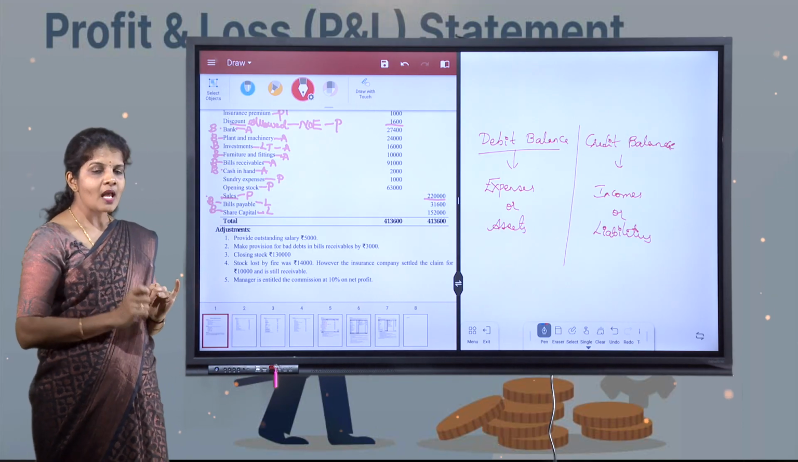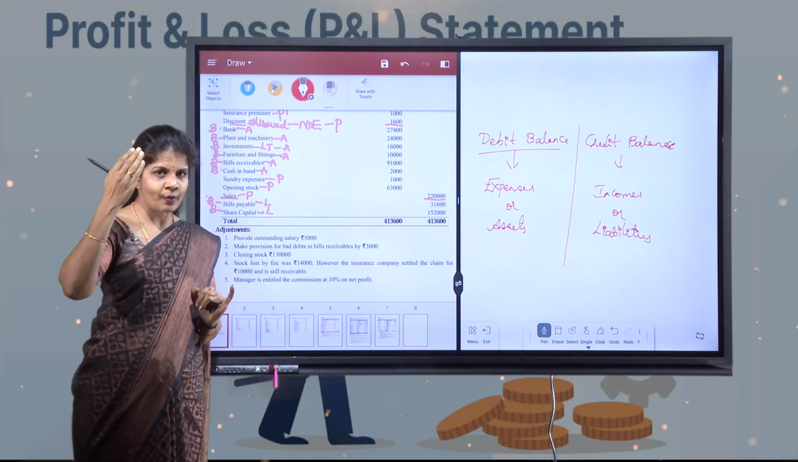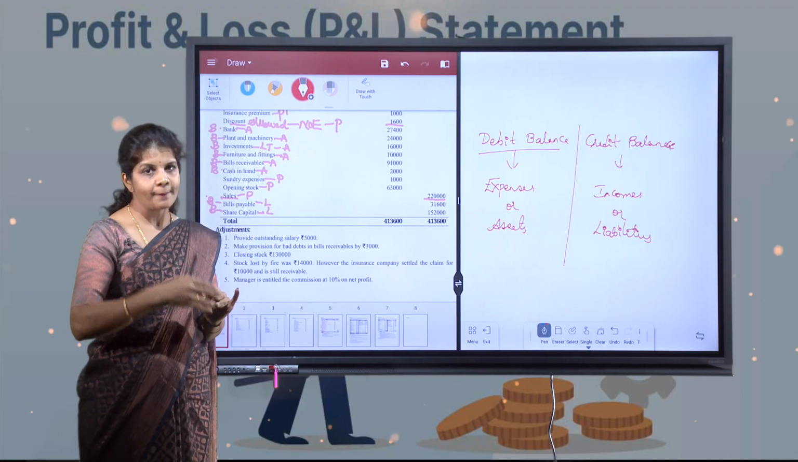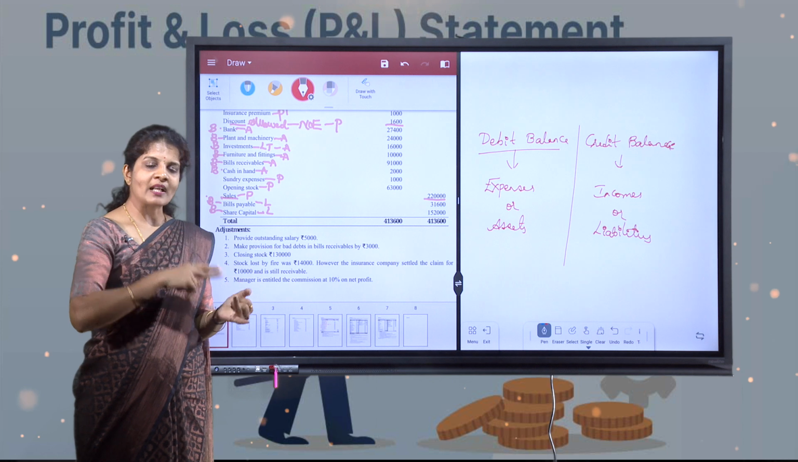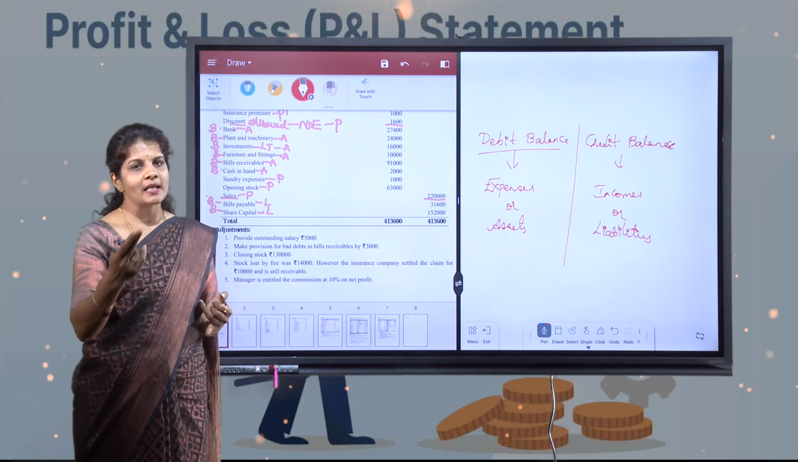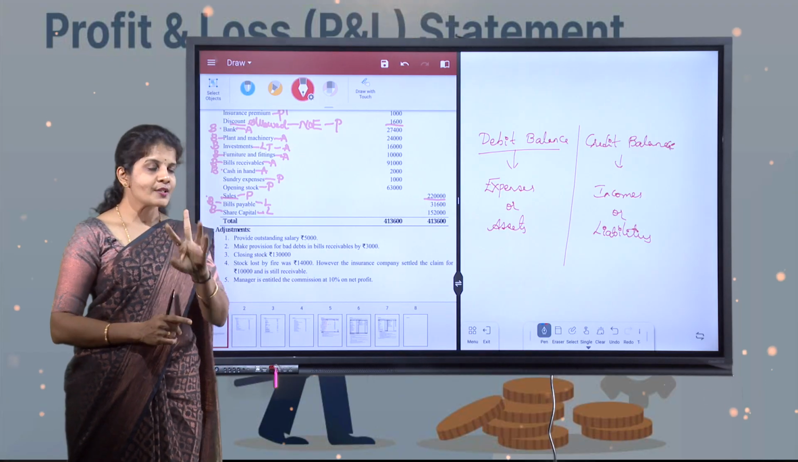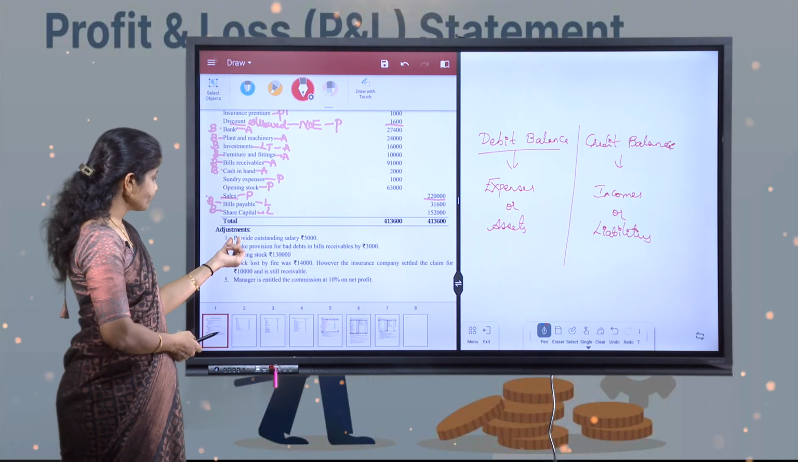Sometimes what happens, both adjustments can be made in the profit and loss statement only, or both adjustments can be in the balance sheet, or one in the profit and loss statement and the other in the balance sheet. But twice the adjustment must be made. So let us see what that information is.